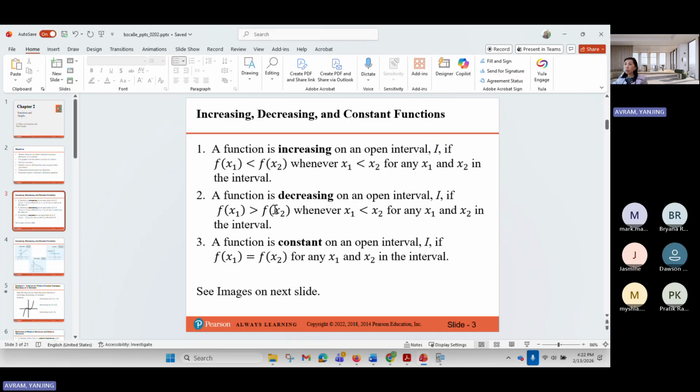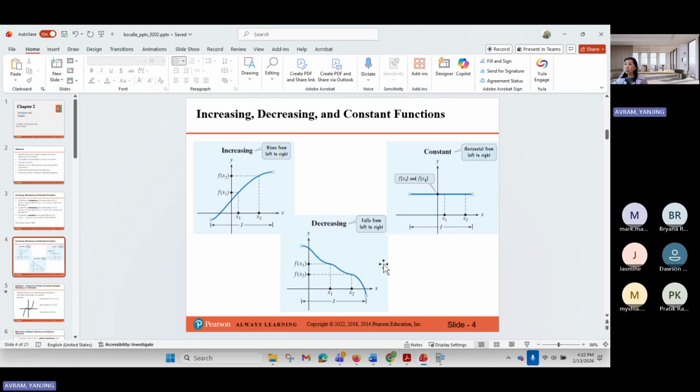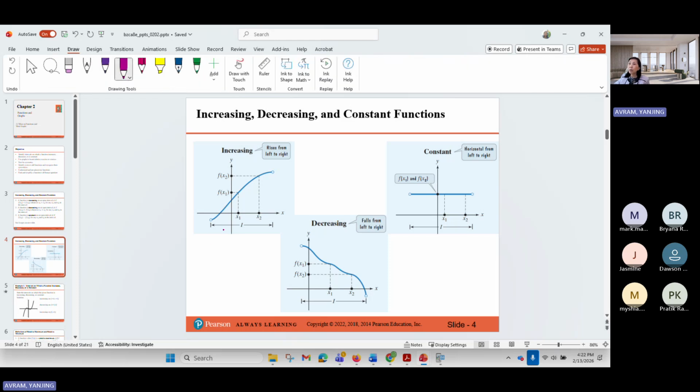Okay, so increasing, decreasing, constant. We're going to look at this graph in here, a little bit easier. For the increasing one, from left to right, x is always increasing, right? x2 is greater than x1. And then we're using f of x2 for y2, and this will be y1. So from left to right, x is increasing, y is also increasing. So we call this an increasing function.